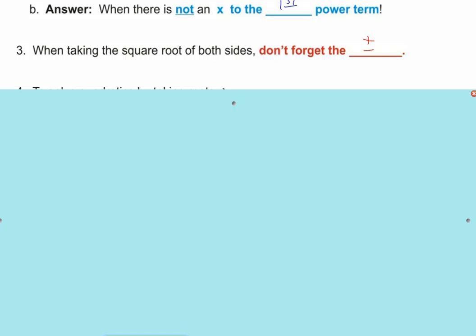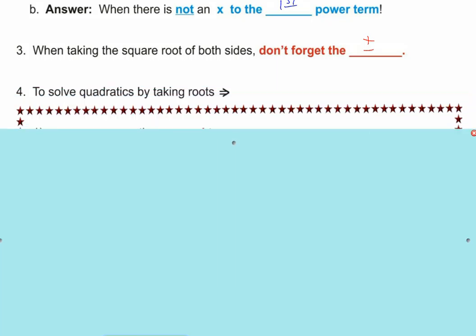So guess what? You should catch yourself if you forget the plus minus. You forget the plus minus, how many solutions are you going to have? One. You say to yourself, wait a minute, this is quadratic. There are two solutions. What did I forget? It's the plus minus. You can't forget the plus minus. Some of you will on Wednesday. I'm hoping you won't, but you will.